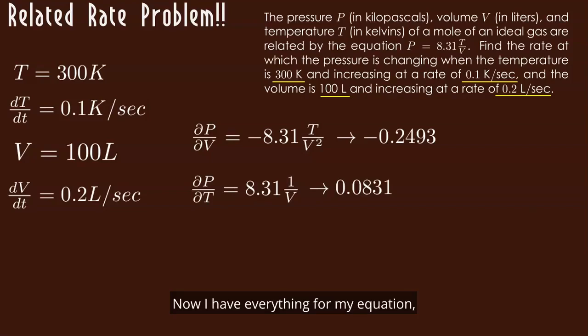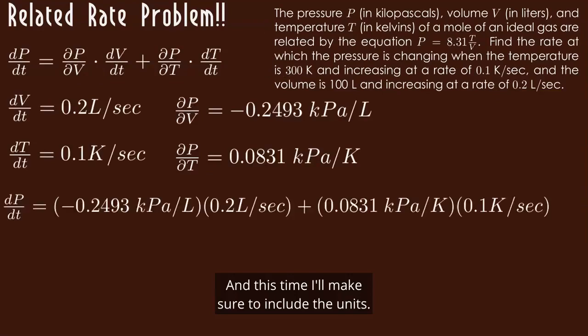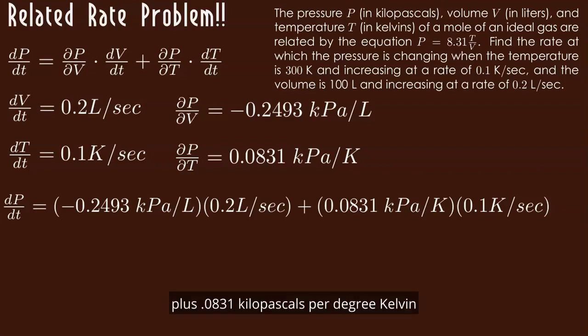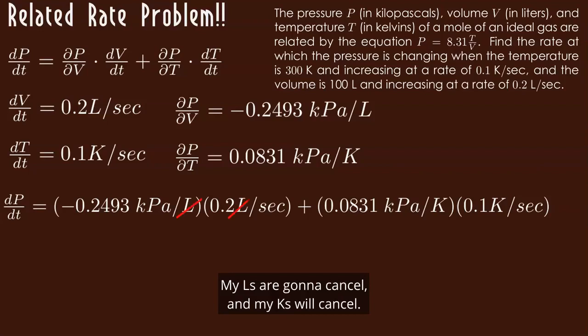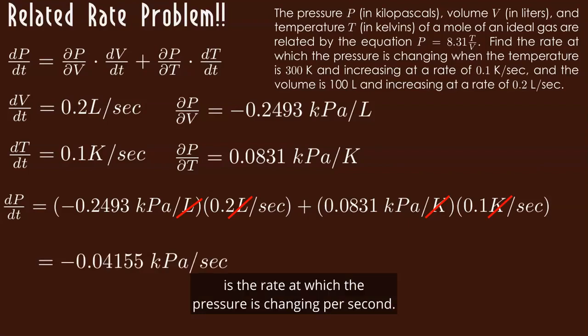Now I have everything for my equation. Let's go to the next slide and plug stuff in. And this time I'll make sure to include the units. So I have dP/dt is -0.2493 kilopascals per liter times 0.2 liters per second, plus 0.0831 kilopascals per degree Kelvin times 0.1 degree Kelvin per second. So what's happening? My liters are going to cancel, and my Kelvins will cancel. The units for both terms are kilopascals per second. Good, so I can add them. And I get -0.04155 kilopascals per second is the rate at which the pressure is changing.